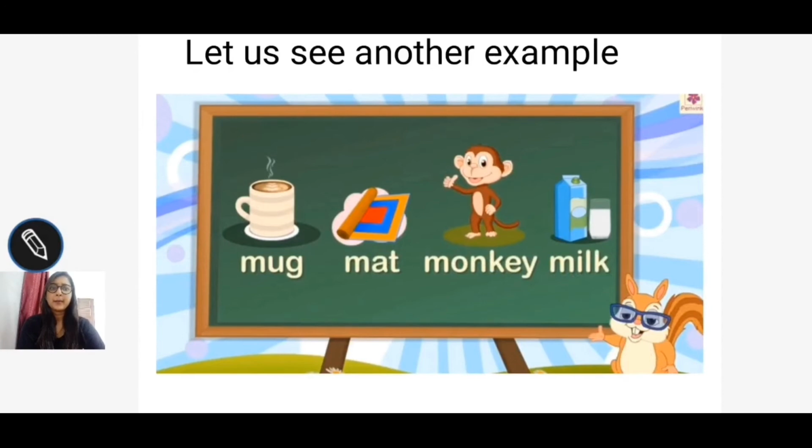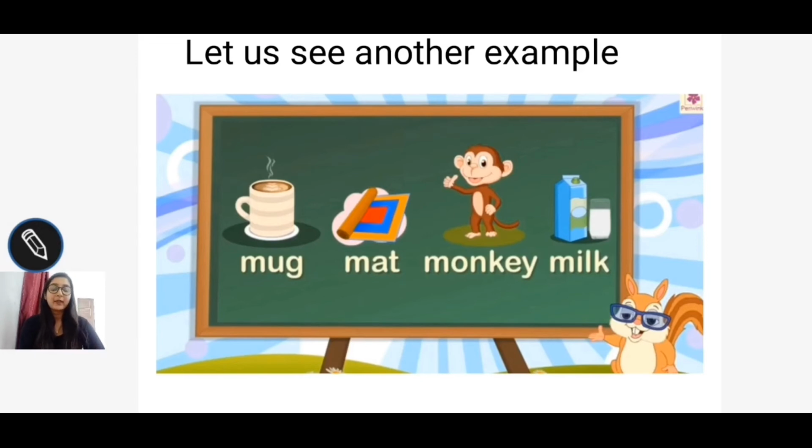Mug, mat, monkey, milk. We have to arrange these in alphabetical order, but they all start with M. How will we sort them now? Till now we were sorting according to the first letter, right? But they all are starting with M. The first letter is same. How are we supposed to arrange them now?